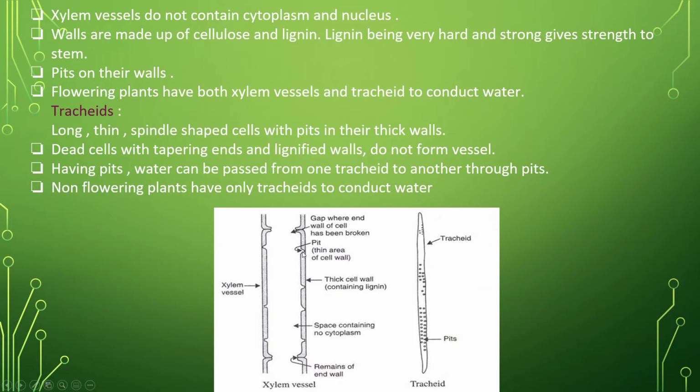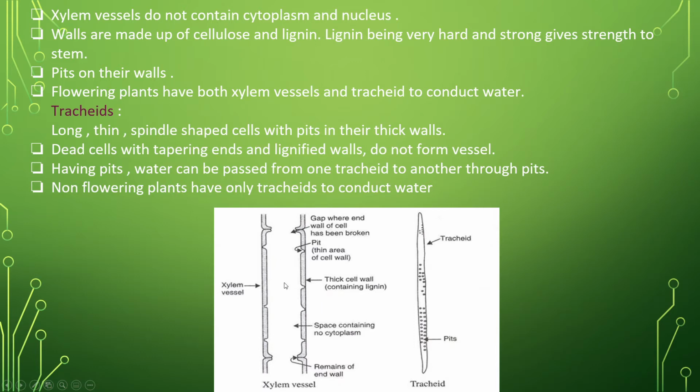Actually, here what happens is that the deposition of lignin here is very thin, so that it forms a pore-like structure. The very thin deposition of lignin is here. And in flowering plants, either only xylem vessels transport water or both xylem vessels and tracheids transport water.